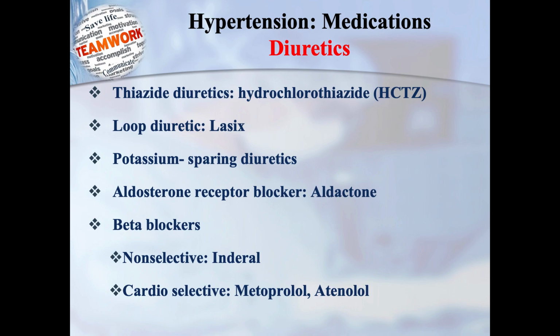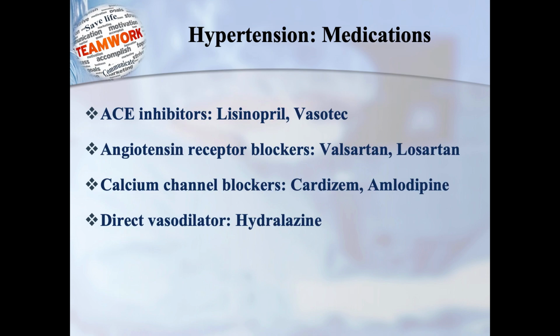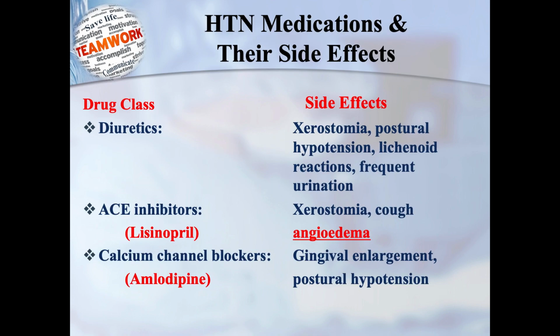Beta blockers, which are either non-selective such as Inderal, or cardioselective such as Lopressor and atenolol. And then we have ACE inhibitors such as lisinopril, angiotensin receptor blockers such as valsartan or losartan, calcium channel blockers such as Cardizem and amlodipine, which is again commonly used by patients. Direct vasodilators such as hydralazine, which are potent anti-hypertensive medications, or another example is minoxidil, that is used for hair loss in addition to hypertension.